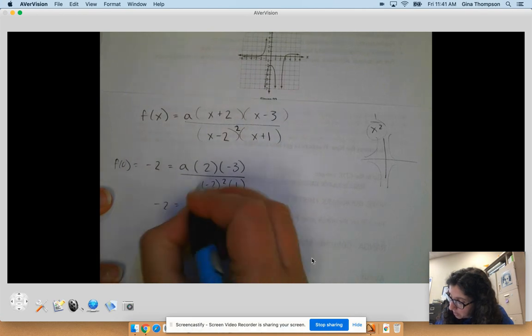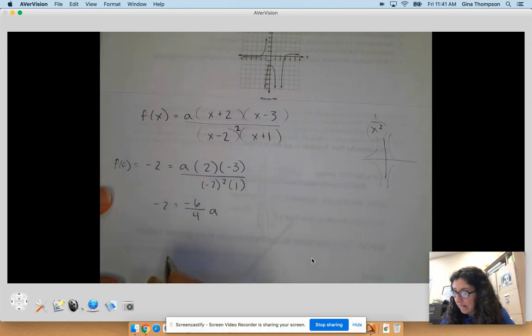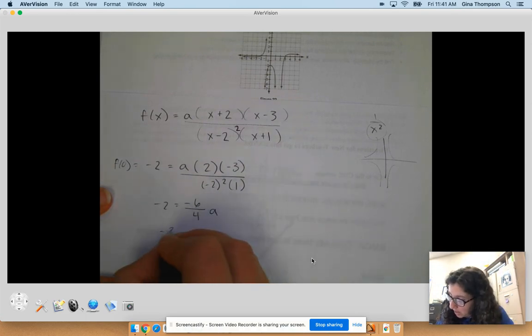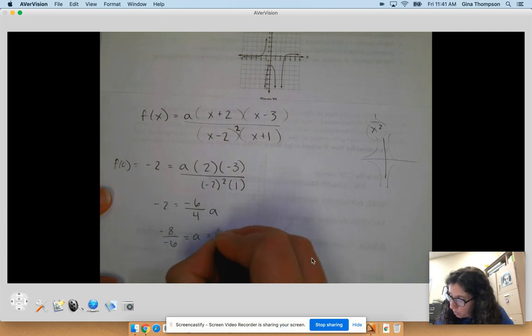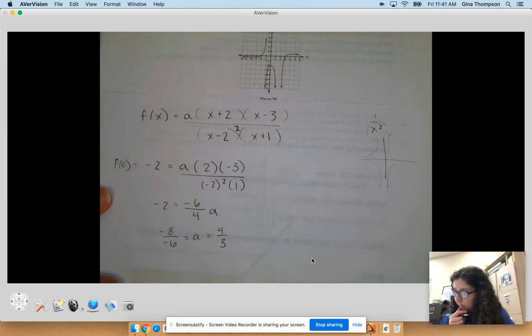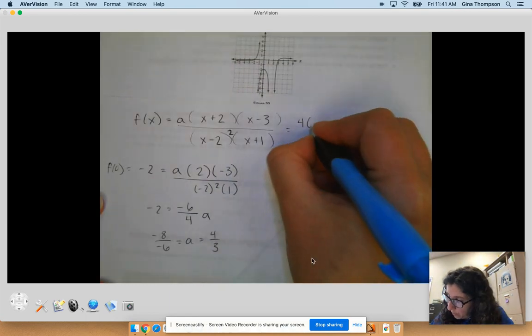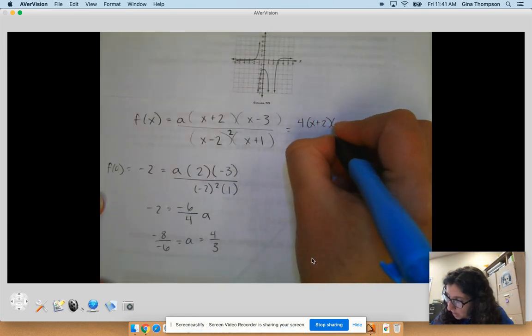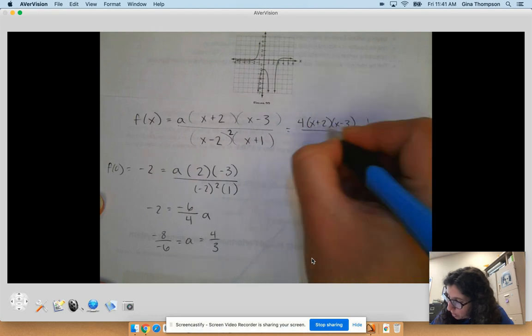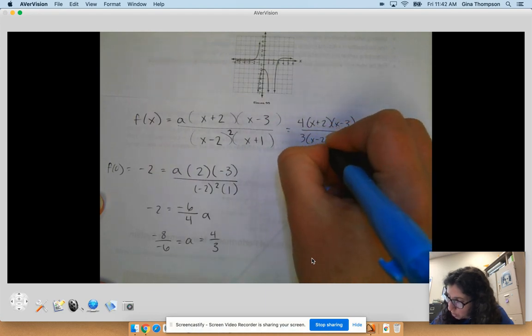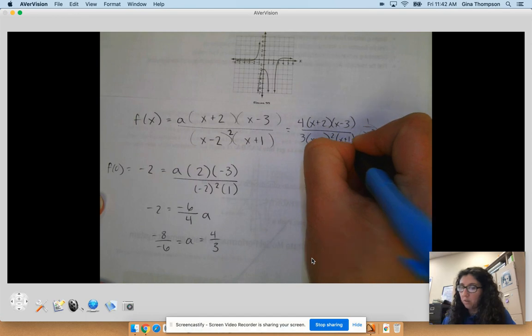Okay, so let's solve this. Negative 2 equals negative 6 over 4 times A. All right, so let's solve for A. We get negative 8 over negative 6 equals A, and that's going to be 4/3. So our original function is going to look like 4 times (x plus 2) times (x minus 3) over 3 times (x minus 2) squared times (x plus 1).